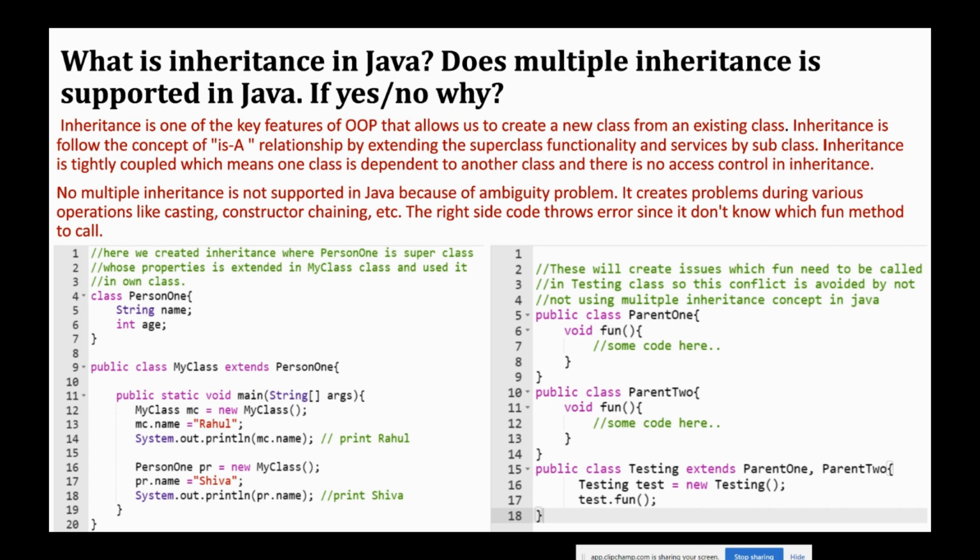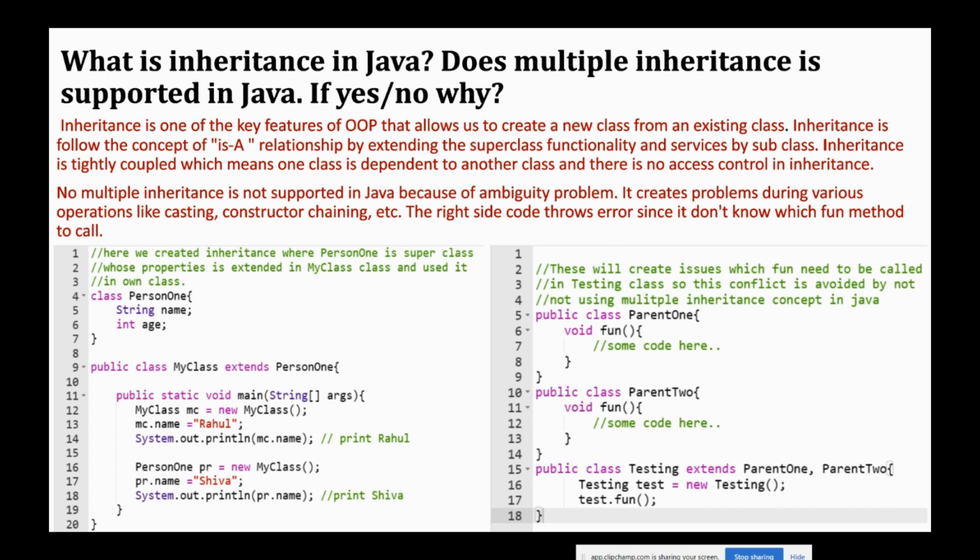So this is a good thing when you extend. The person one can access all the information of the child classes. That's what it's trying to say. So person one pr equals new my classes. You can assign the parent class to the child class as a variable, with its values. So when you do pr.names and put the names there, here it will print Siva.